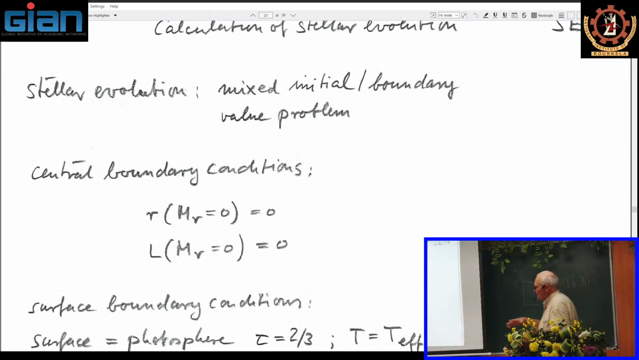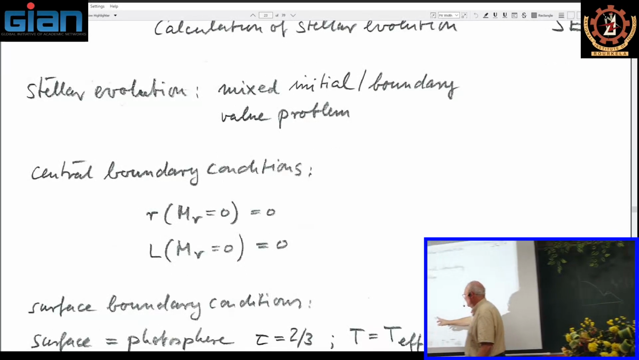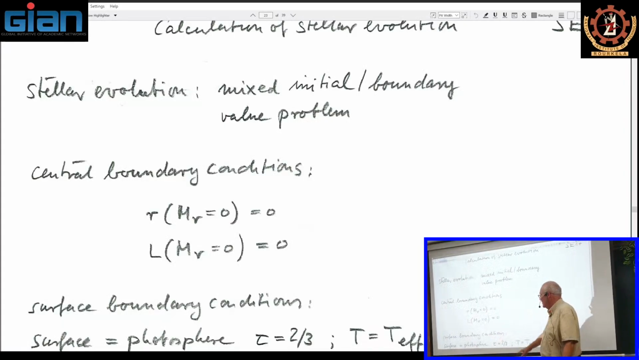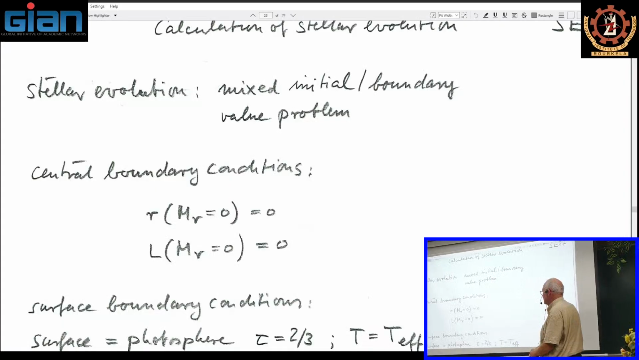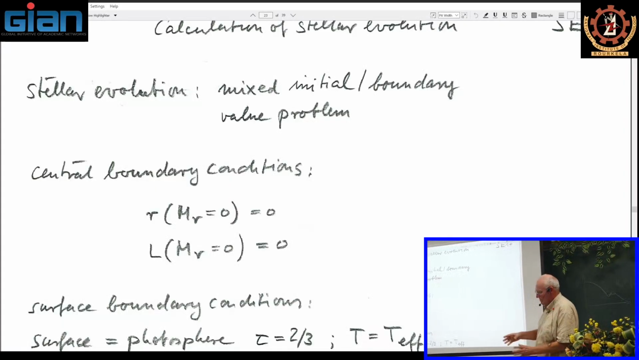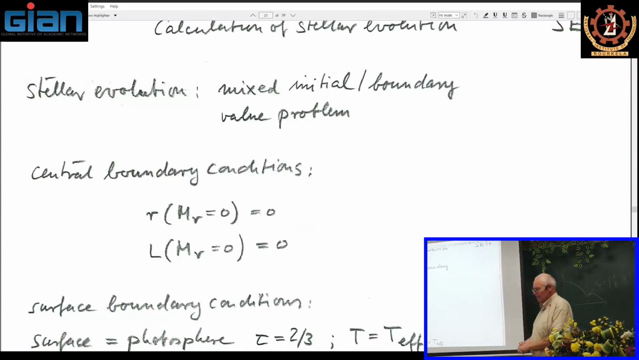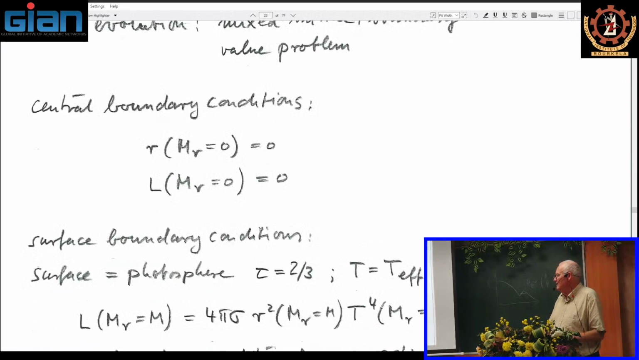That means in terms of the radius as a dependent variable, the radius has to be 0 at m_r equal to 0, and also the luminosity has to be 0 at the core, the center of the star. Then there are surface boundary conditions.